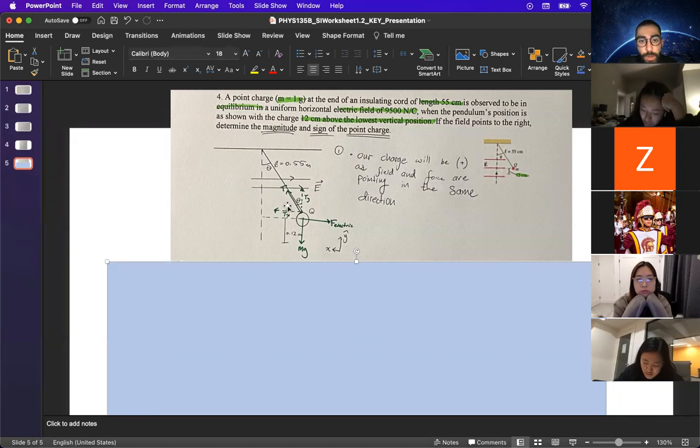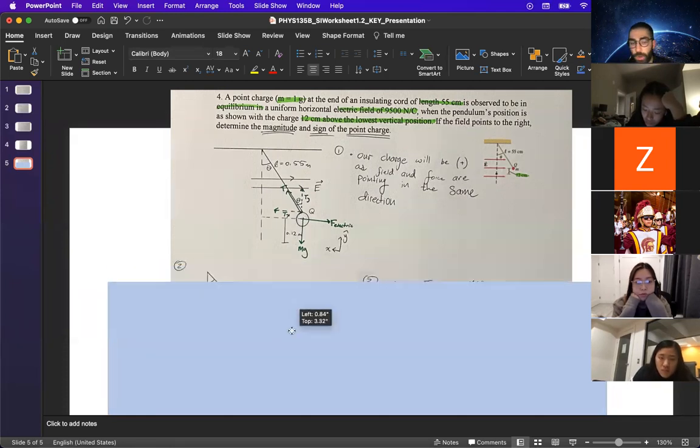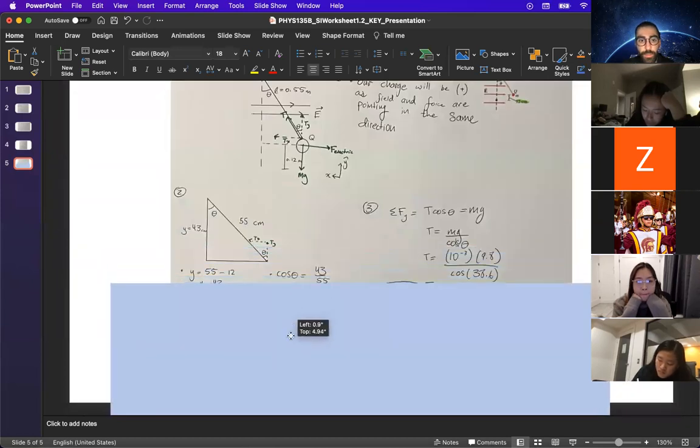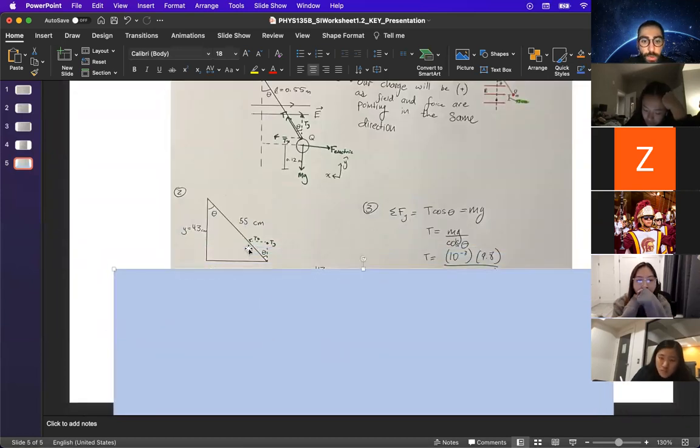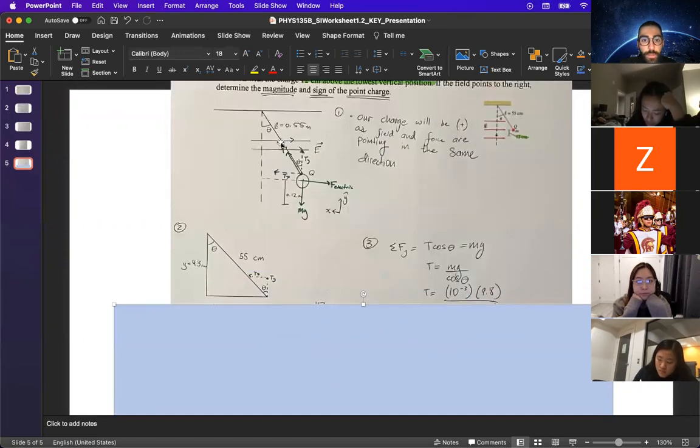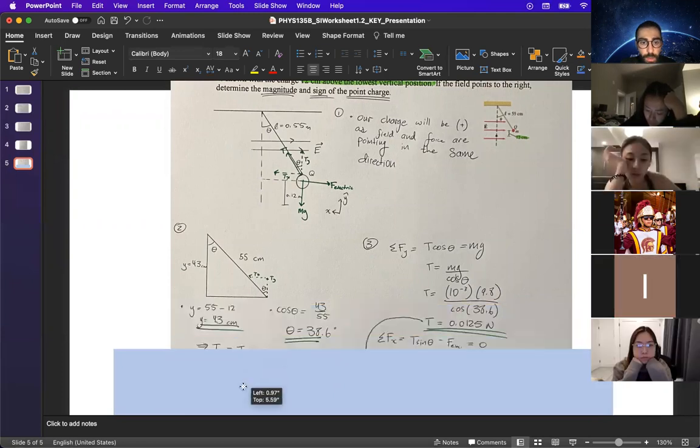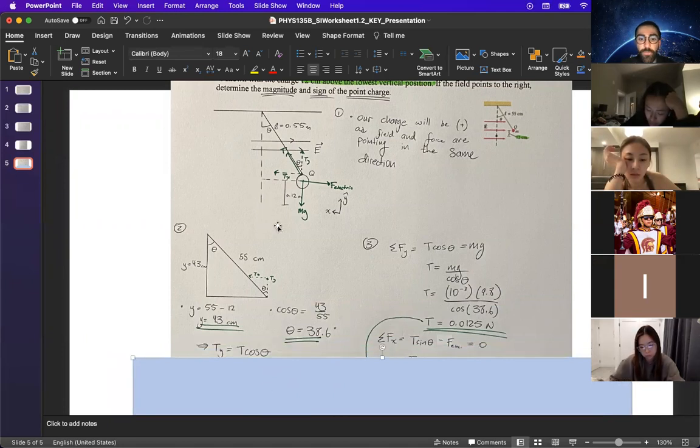All right. Next thing I wanted to do was write in all my acting forces. So we have the weight going down. We have that electric force pointing towards the right, as we discussed, and we have this tension from the string that it's attached to. We're given the length of the string. We're given this height. So knowing that, we're able to break up this triangle to find some angles. So we just do 55 minus 12. That represents this part right here, where 12 is from this position to this position. That's equal to 43. And then use our good trig to solve for that angle.